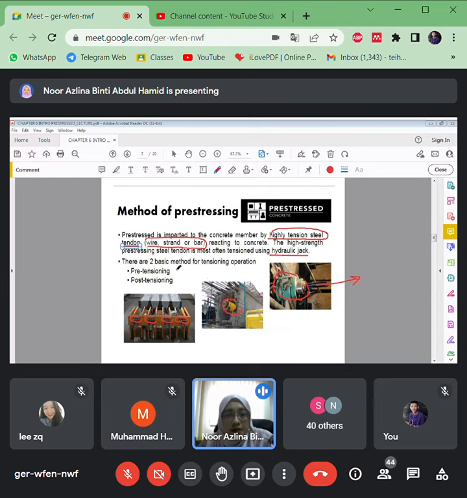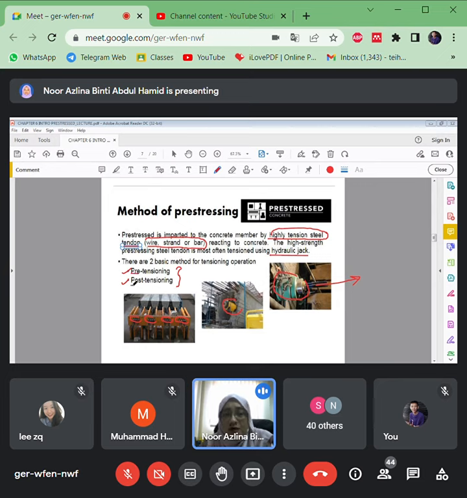For pre-stress, it can be divided into two methods. If you are familiar, we have pre-tension and also post-tension. You need to understand, don't confuse what is pre-tension and what is post-tension.